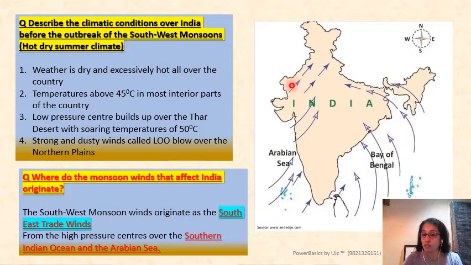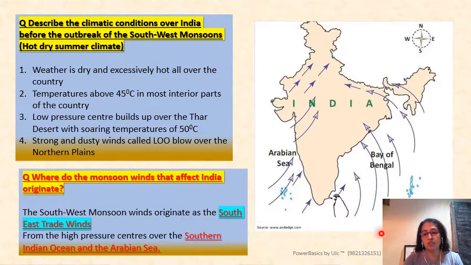If this is low pressure and this is high pressure, winds are going to blow from high to low pressure to fill up that empty space here. Strong and dusty winds called Loo blow over the northern plains. Fine. Where do the monsoon winds that affect India originate? Very important question. Southwest monsoon comes from where? The southwest monsoon winds originate as the southeast trade winds.